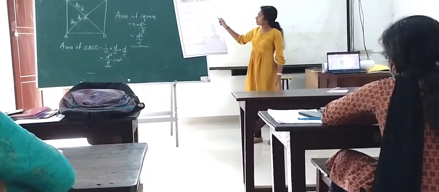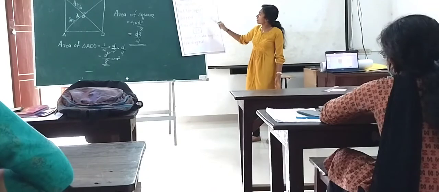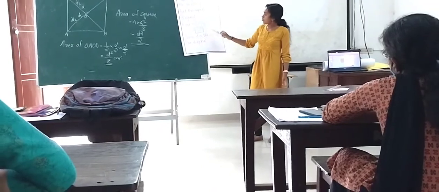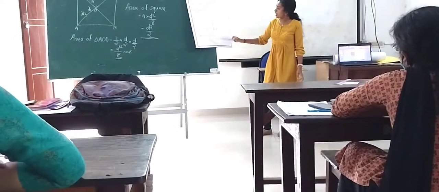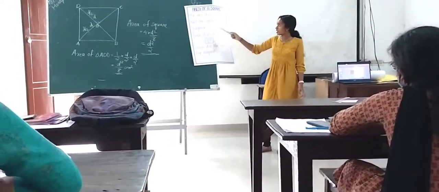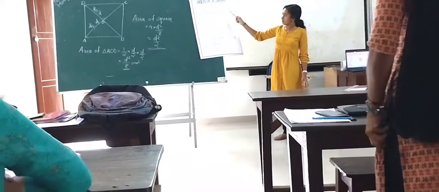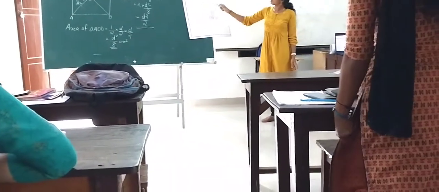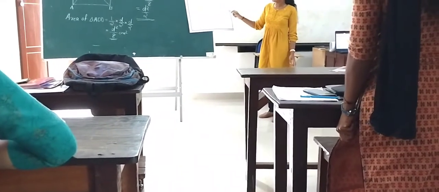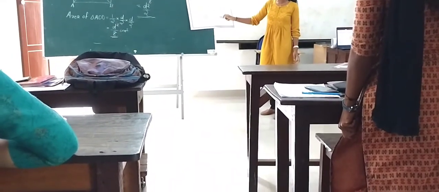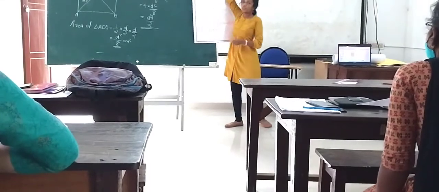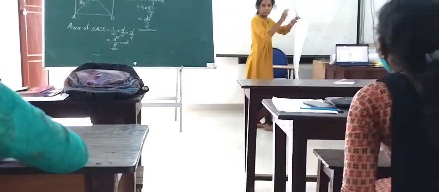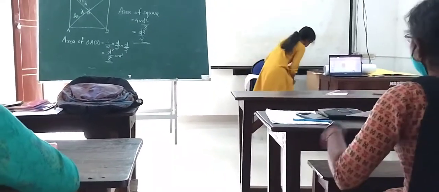Area of a square is half the square of the diagonal. Area of a square is equal to half d square, where d is the length of the diagonal. Clear? Please read it for me. The area of a square is half the square of the diagonal. Area of a square is equal to half into d square, where d is the length of the diagonal. Clear? Okay. So, now if I give you the length of a diagonal of the square, then you can find the area of the square, isn't it? So, shall we do a problem?